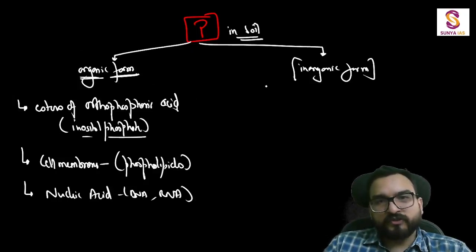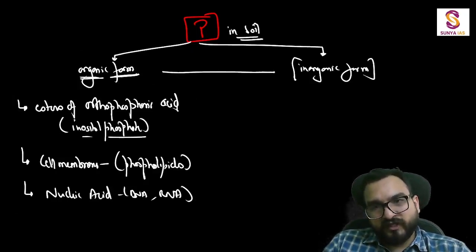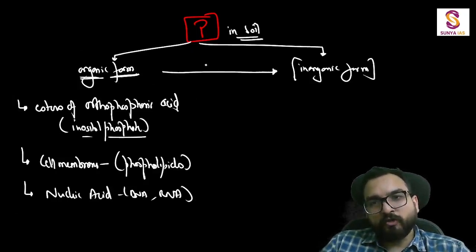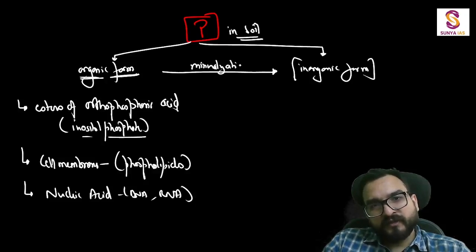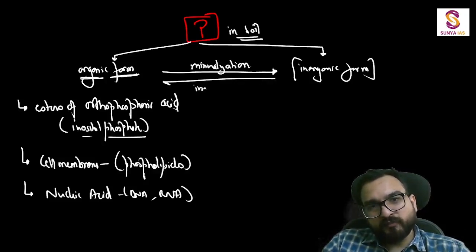So this you have understood, guys. Now this organic form will only convert into inorganic form, and this we have already understood as mineralization. And if inorganic is converting into organic, then this is immobilization, nothing else.